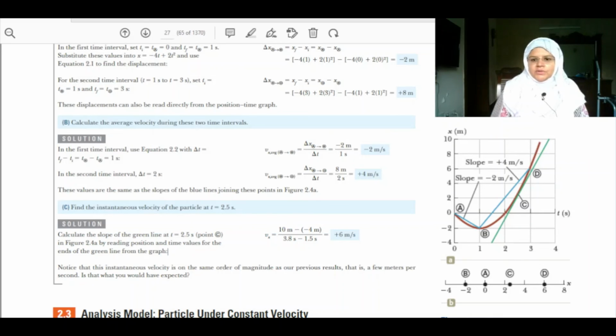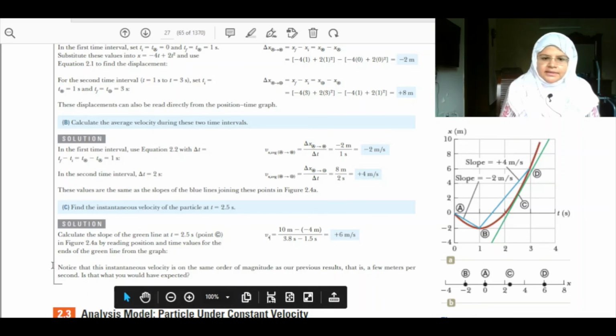Find the instantaneous velocity at t equals 2.5 seconds. A tangent is drawn. It is represented by the green line. If we see the value at t equals 3.8 seconds, the position is equal to 10 meters, and at t equals 1.5 seconds, the position is equal to -4 meters, giving us the change in position to be equal to 14 meters, divided by the time interval, which is 3.8 minus 1.5 seconds, equal to 2.3 seconds. Therefore, 14 divided by 2.3 seconds gives us the instantaneous velocity of +6 meters per second.